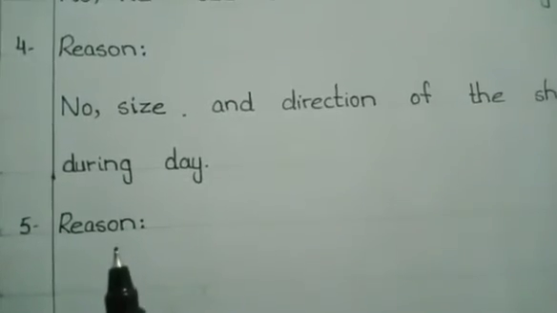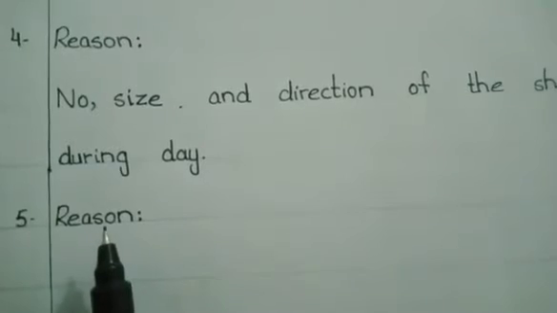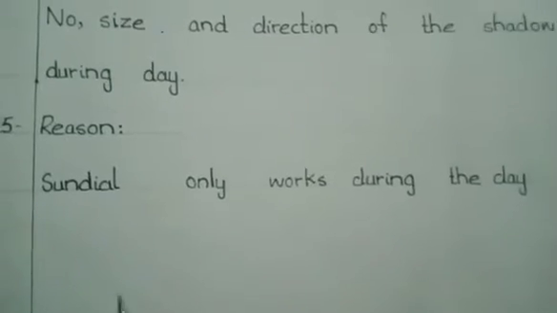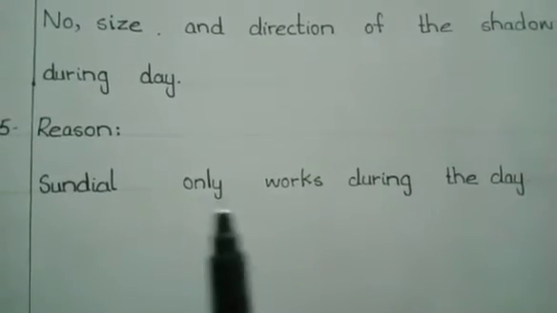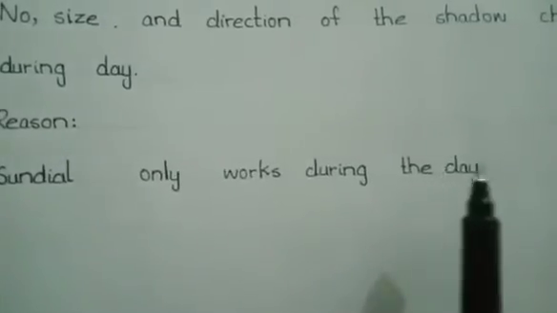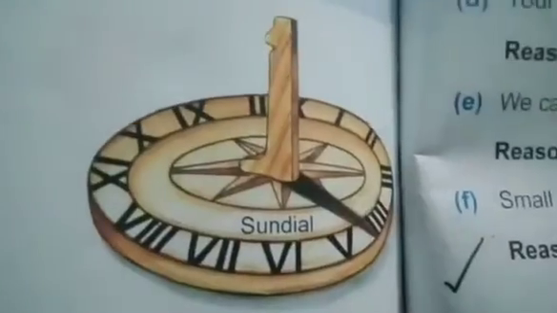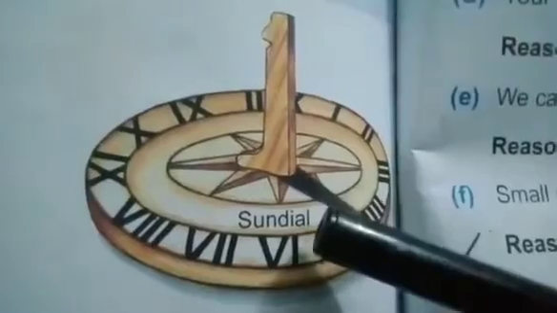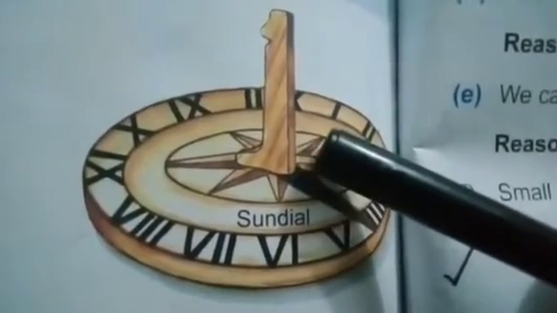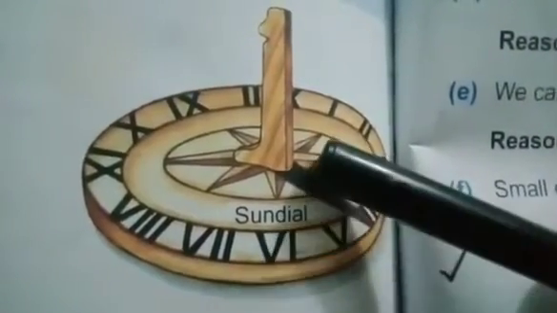The fifth statement is: we can use a sundial to tell the time at night. This statement is wrong. Now we write the reason for statement number 5. The reason is a sundial only works during the day. Look here, this is the picture of a sundial, and a sundial only works during the day.